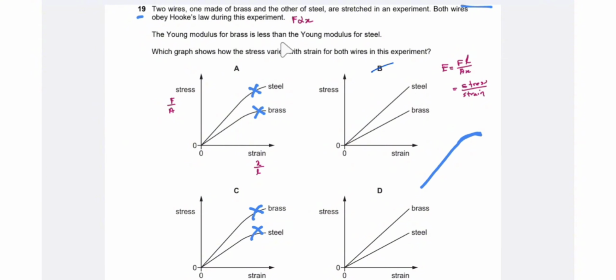The Young modulus for brass is less. So the Young modulus for brass is less than the Young modulus of steel. Which graph shows how the stress varies with strain for both the wires in the experiment?